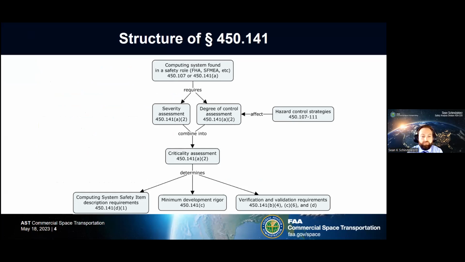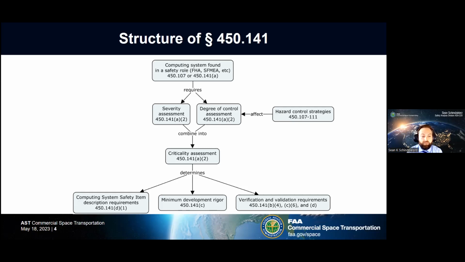So this diagram shows how the Computing System Safety Regulation 450.141 interfaces with system safety regulations we've been discussing in prior sessions. As we will discuss when we get to 450.141A, any software or data used to implement potentially hazardous functions or mitigate public safety hazards are considered computing system safety items, which I'll call CSSIs, under Part 450.